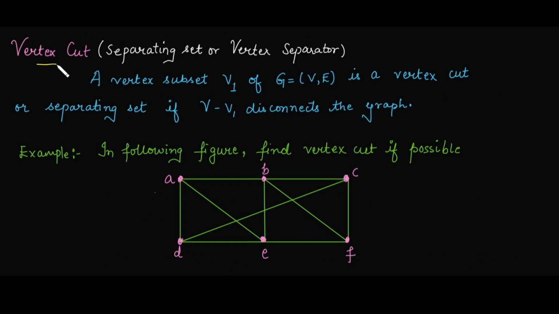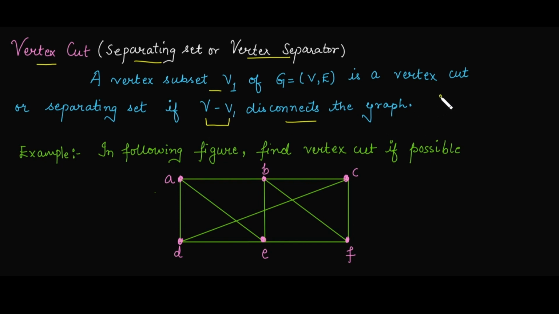Next is a vertex cut. It is also called a separating set or a vertex separator. So what do we mean by a vertex cut? It means we need to collect a subset of vertices in such a way that when you delete that subset of vertices from the original vertex set, it disconnects the graph.